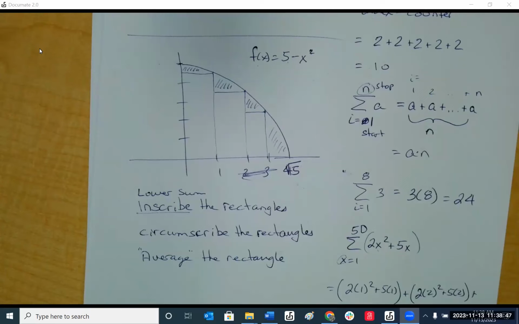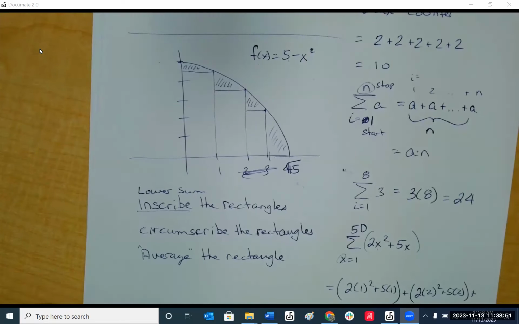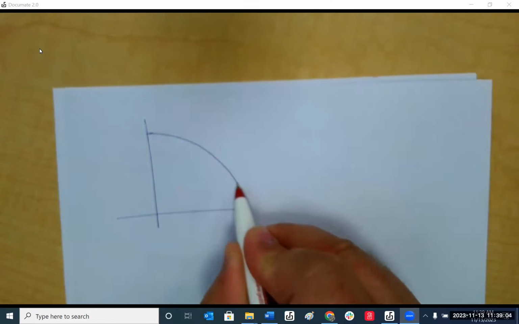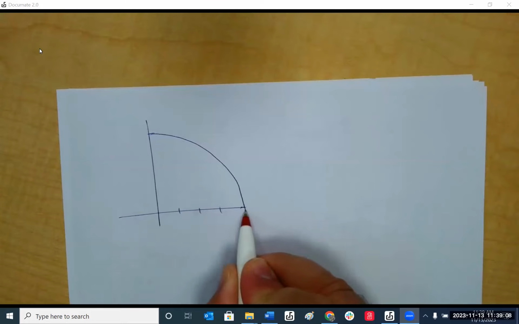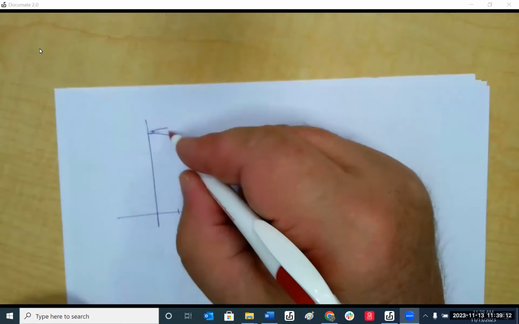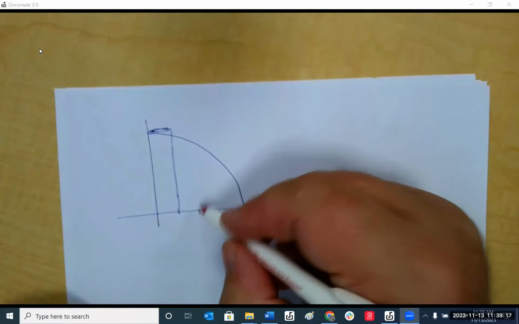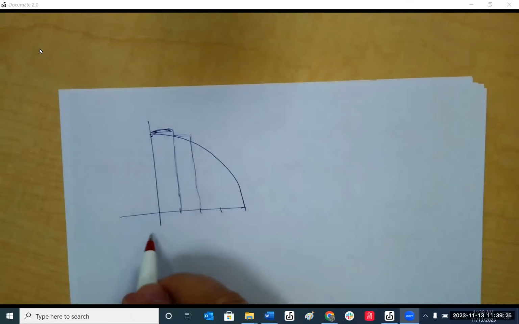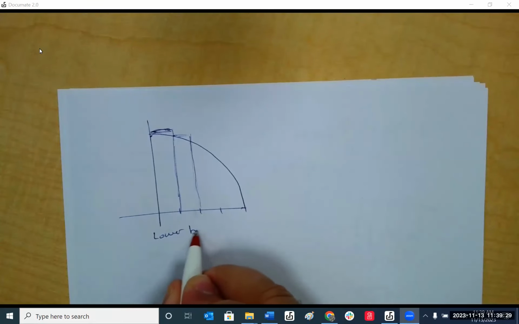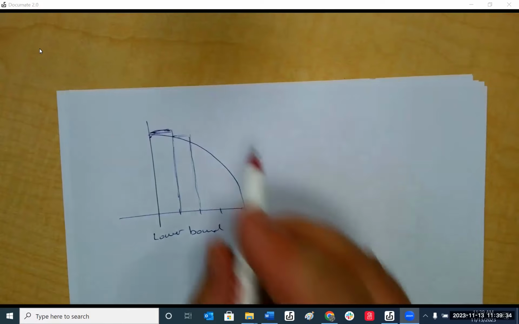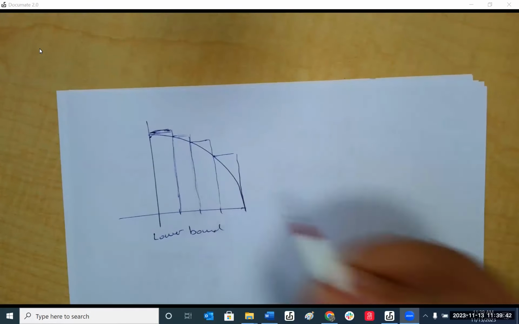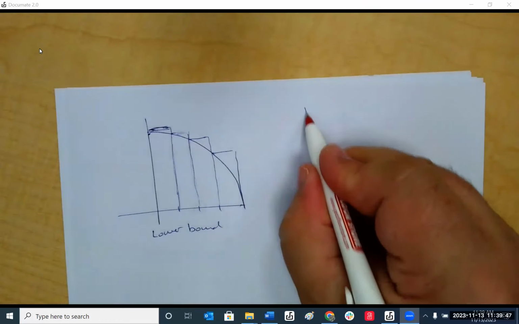Another way we could have done it is we can take where it touches on the lower bound. So let's compare both of those.